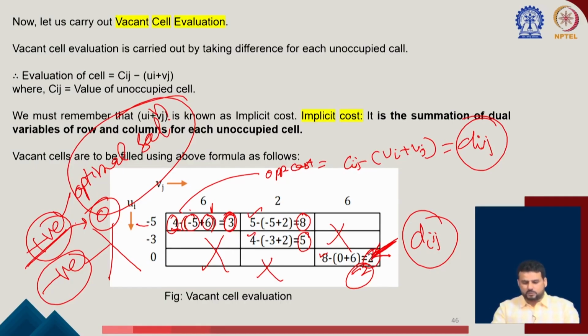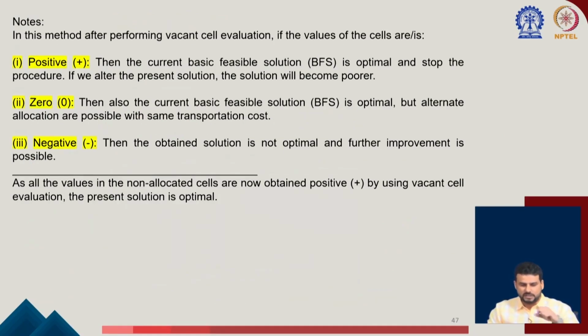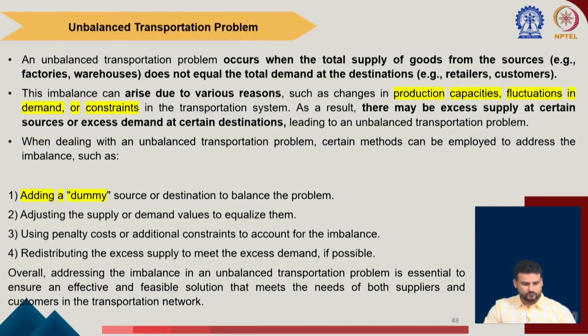Because in this question all Dij are positive, this is the optimal solution, and there is no need to go for further iteration. You can check the conditions I told you, and in the negative case we need to go for iteration. I will pick one numerical where we will see what happens if we get a negative value, right. So quickly we will go for that numerical.